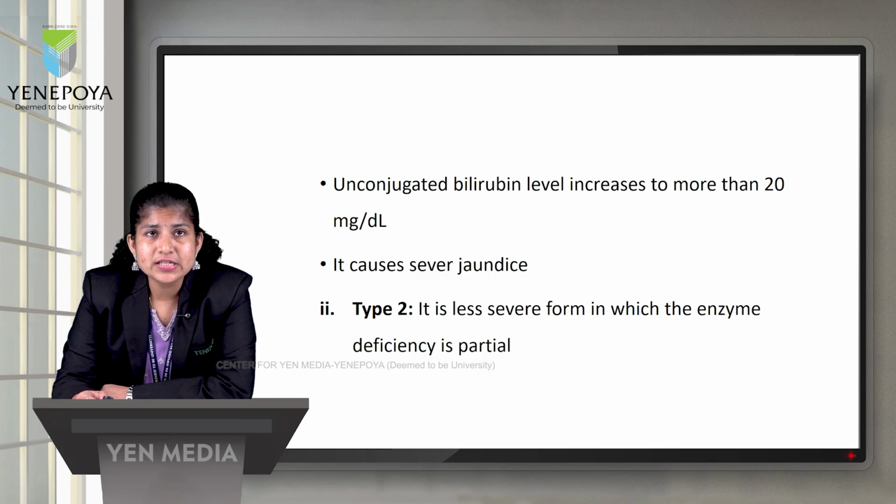And next is type 2, where it is a partial deficiency of the enzyme UDP glucuronyl transferase and this is much less severe.